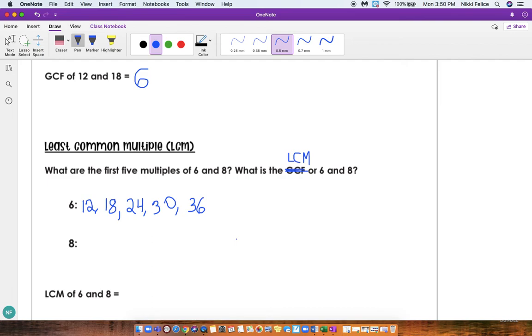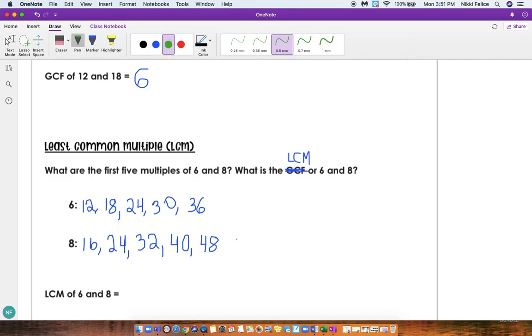8 is our first multiple. 8 times 2 would be 16. That's our next multiple. 8 times 3 would be 24. 8 times 4 would be 32. 8 times 5 would be 40. And 8 times 6 would be 48. I could keep listing these on and on, but I already see what my least common multiple is going to be.